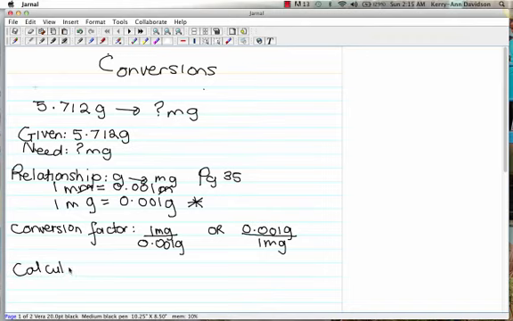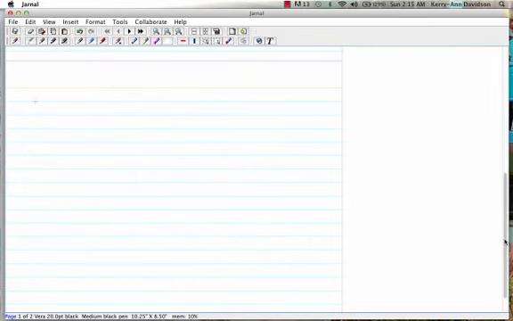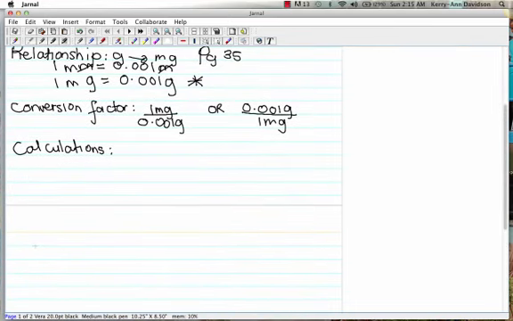So for calculations, here we go. All I'm going to do is always start with your given, okay? So my given, I look up here. I don't have to even think about it because everything's written down for me. Let me go ahead and scroll down a little bit to give us some room. Alright. So I'm going to start with my given, which was 5.712 grams. I always put my units. It's going to be followed by a multiplication sign. And at this point, I'm going to need to choose one of these conversion factors.